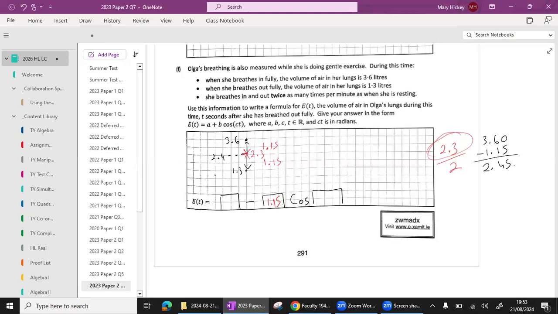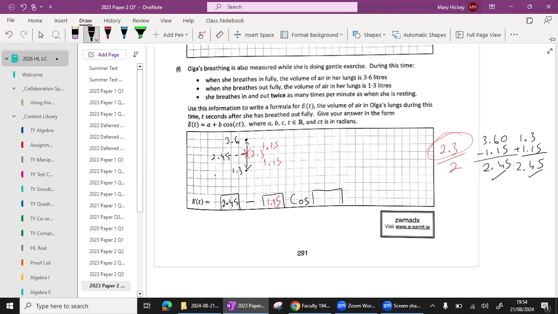Now I'm going to check that by also doing it the other way. So I'm typing in 1.3 and I am adding on 1.15, because remember the amplitude is the difference between the midline and the very minimum or the very maximum. So I get 2.45. So that confirms to me that the midline is definitely 2.45. So I fill that into where my midline would be on my function, 2.45. Now I've only one more job to do, and that is the period.